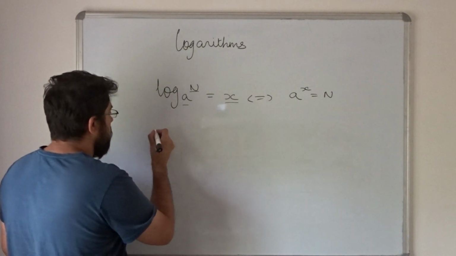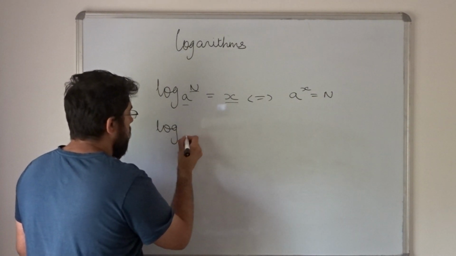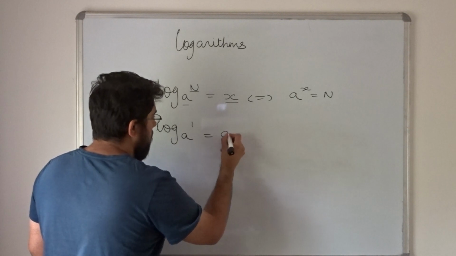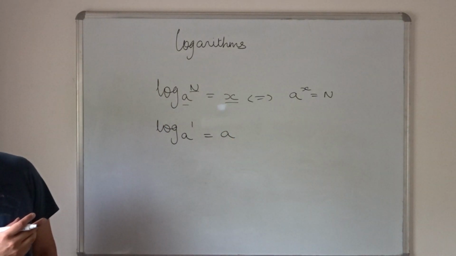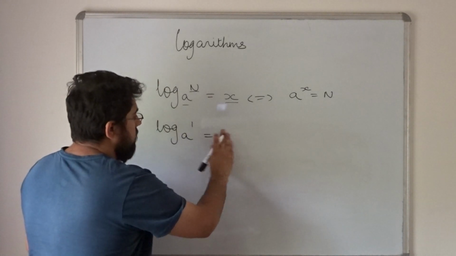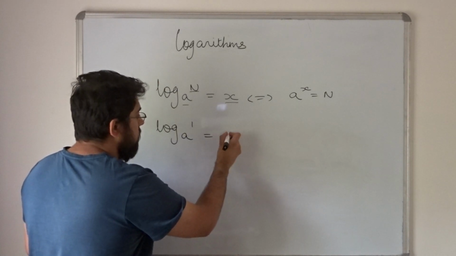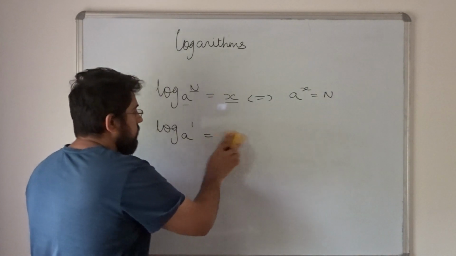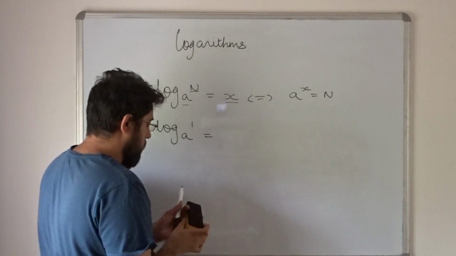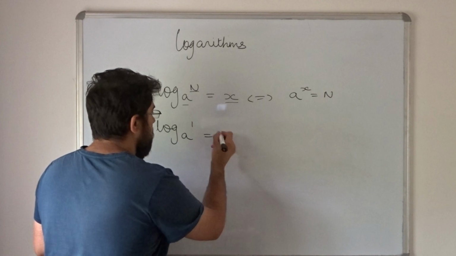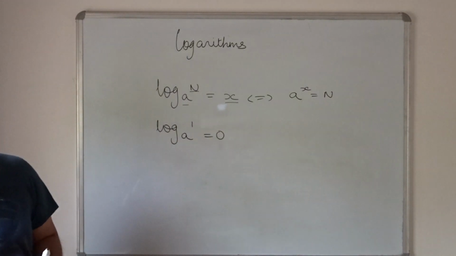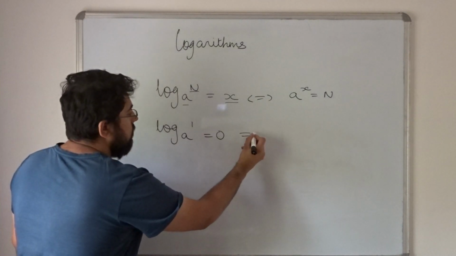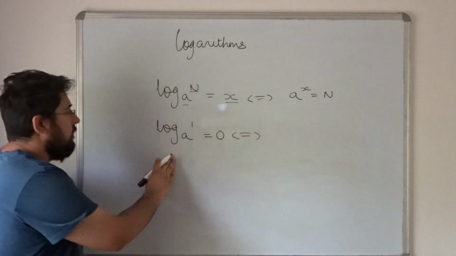So the first one is this. Okay, log base a to the power 1 equals a. Okay? This is the first rule. Okay, no, sorry guys. Does not equal a, it equals 0. Okay? I don't know how I got that mixed up. So it equals 0, okay? This is the first rule that you have to remember.